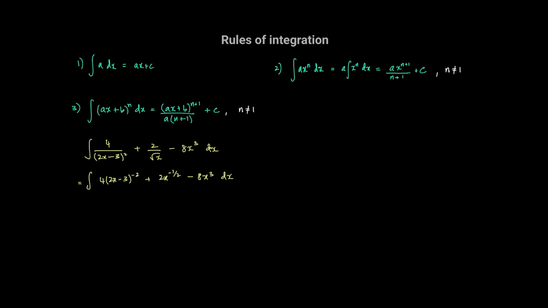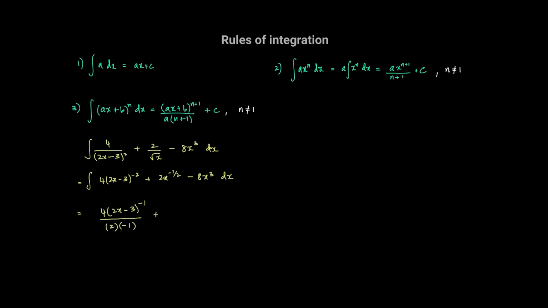And we can do that by integrating each of these terms individually. So for the first term, we have 4 times (2x - 3)^(-2). So what we're going to do is increase the power by 1. So (2x - 3)^(-2) becomes (2x - 3)^(-1). We divide by the new power, so we divide by negative 1, and we divide by the derivative of the expression inside the parentheses. This is referring to the third rule that we saw. So we divide by the derivative of 2x minus 3, so we just divide by 2 here.